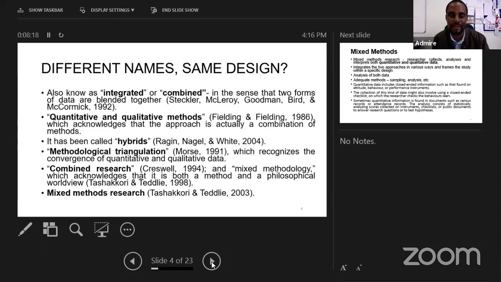Of course, these other terms you can still find in some texts that were written probably in the 90s, in the 80s. But if you read anything that was published in the 2000s, mostly by Tashakkori and Teddlie, and also Creswell, the term that they use is mixed methods research. That's the term that is now being used in most research studies.